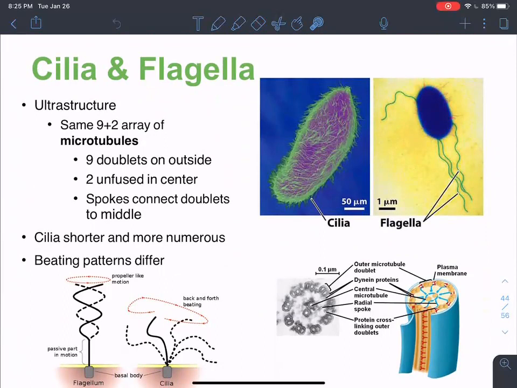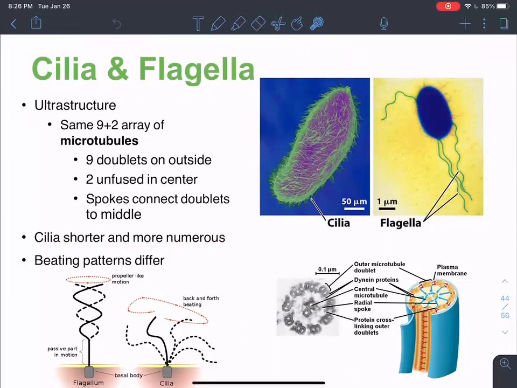So we've talked a little bit about the motility of cells, and cilia and flagella are highly used in those processes. So cilia and flagella are an ultrastructure. They're going to have the same 9+2 array of microtubules. So they are comprised of the same structure, but the biggest thing that keeps them separated is that cilia are shorter and more numerous.